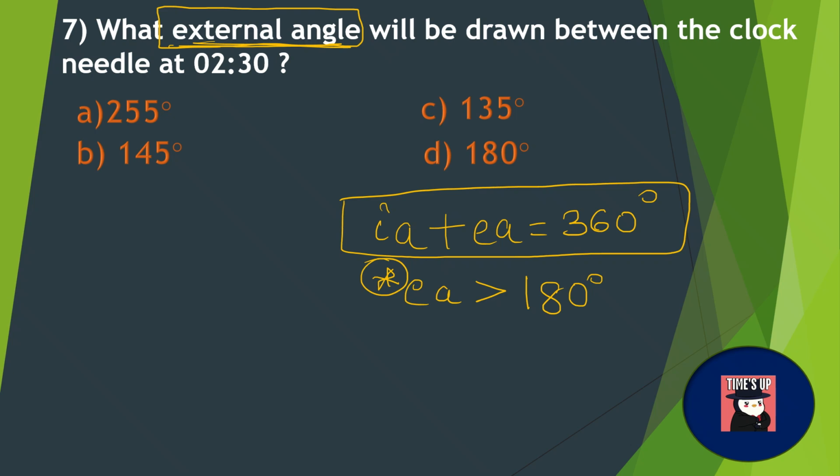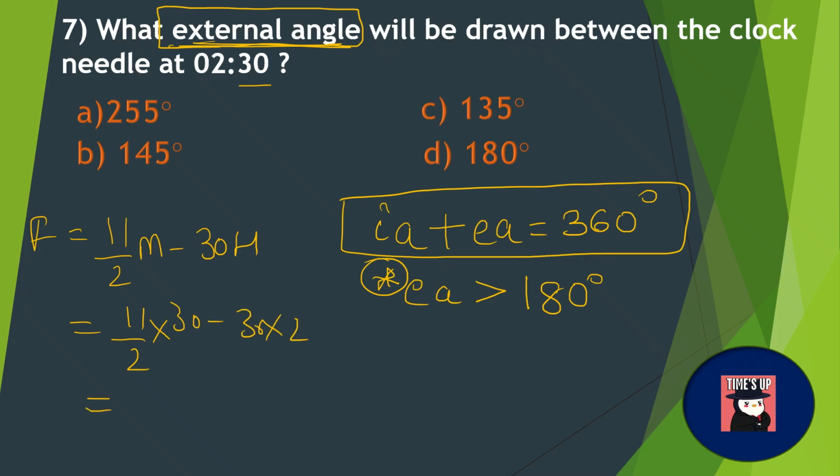Same method you will solve. Formula you will insert, 11 by 2 minutes minus 30 hours. 11 by 2 minutes will be how much? Minutes is 30, minus 30 into 2. Just now we solved this. Answer is 105 degree. Correct? Now external angle they have specified in the question. And you got the answer as 105 degree.